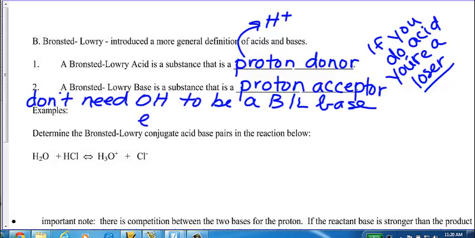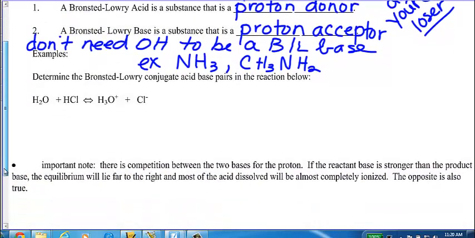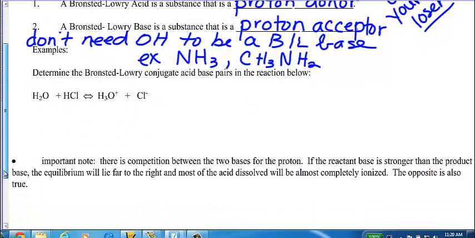All you really need to do is to gain protons. So for example, NH3 is a Bronsted-Lowry base, or CH3NH2 is a Bronsted-Lowry base. They can gain protons and become NH4+ or CH3NH3+. Okay? So they're proton acceptors. So it's very easy, and again, this is review from chapter 4, though some of you had problems with this on your final exam from the first semester.